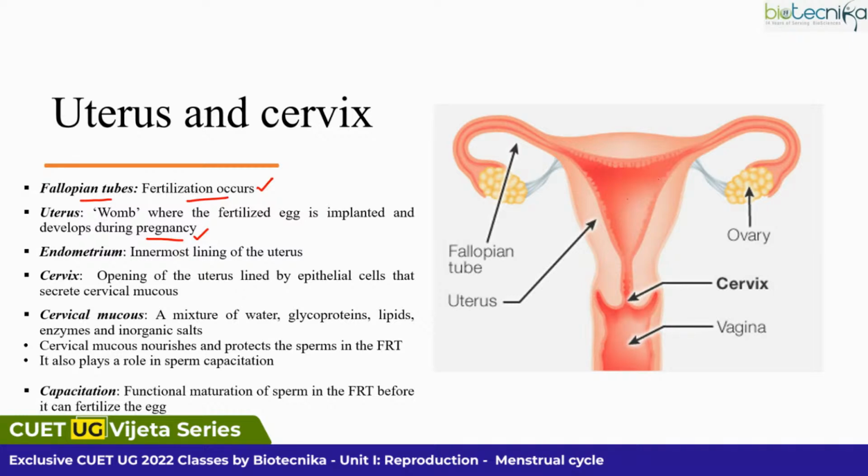Then the innermost layer, I told you, is the endometrium. It is one of the most important linings of the uterus, and when the egg does not get fertilized, in the menstrual cycle, in the menstruation phase, this lining actually comes out in the form of bleeding, right? Then lower to the uterus, you have the lower part, that is the cervix.